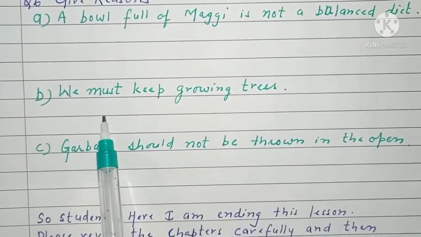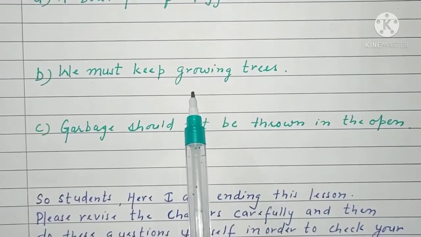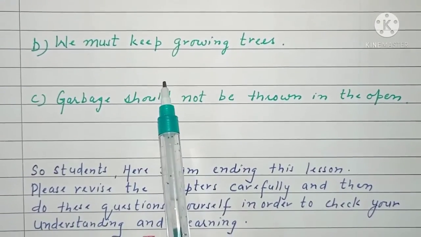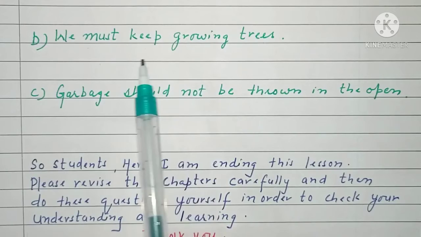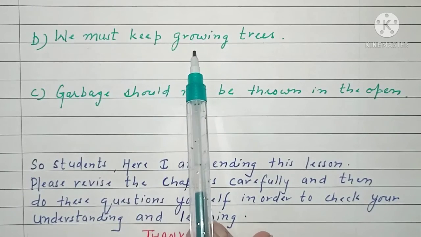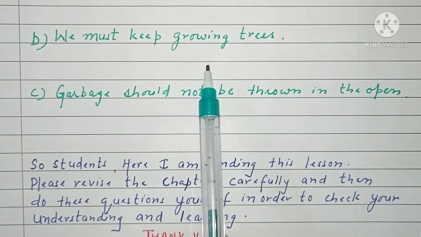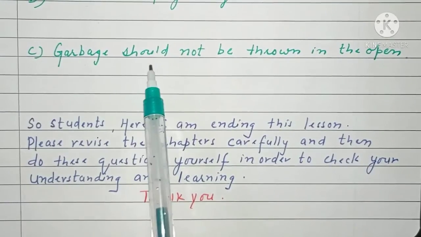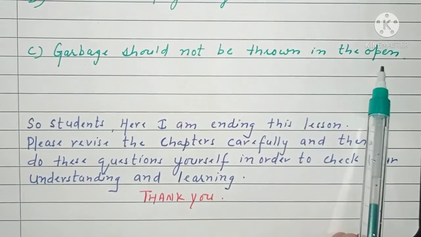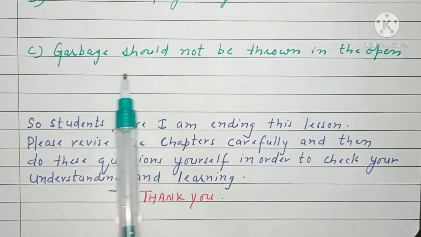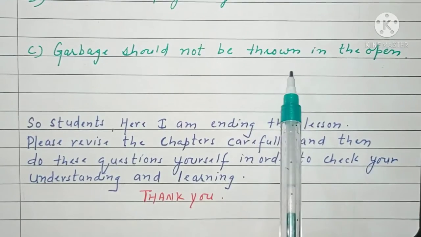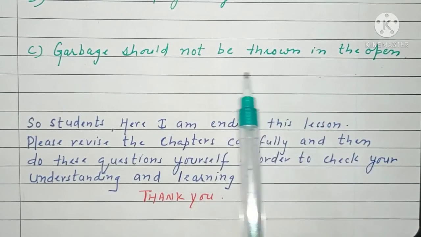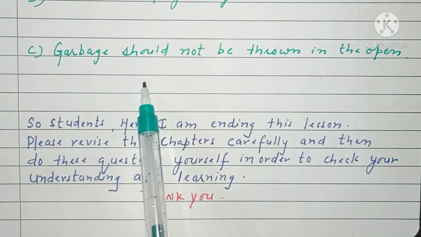B part, we must keep growing trees. We all know trees are our lifeline. Trees are very important. Trees are there, then only we are living on the earth. So, we must keep growing trees for keeping the air fresh. Garbage should not be thrown in the open, as garbage destroys the beauty of a place. So it should not be thrown in the open, but it should be thrown in the bins.